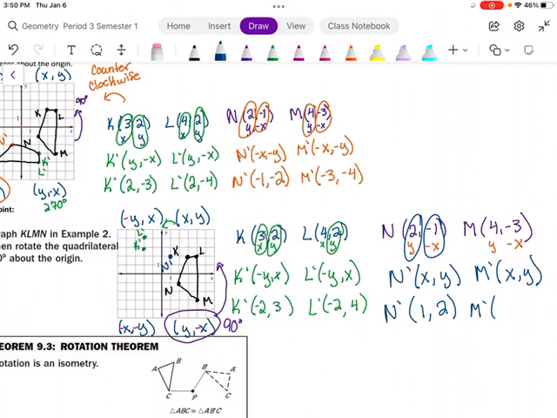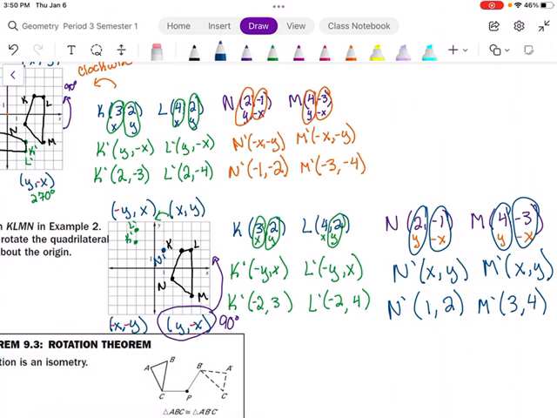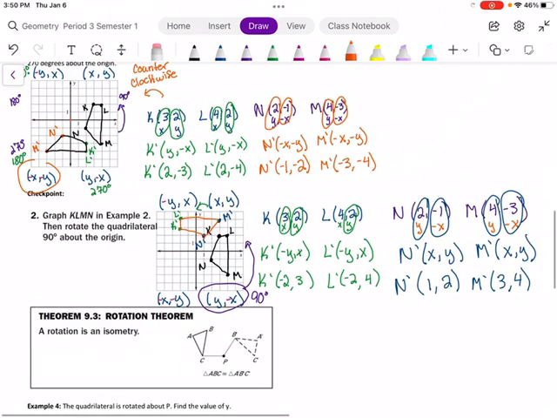For M prime, x would be 3 and y would be 4. So that is where your final shape should be. And again, you could either do this using the rules, or if you prefer, you can do patty paper. Both would be allowed on the test for you to use.